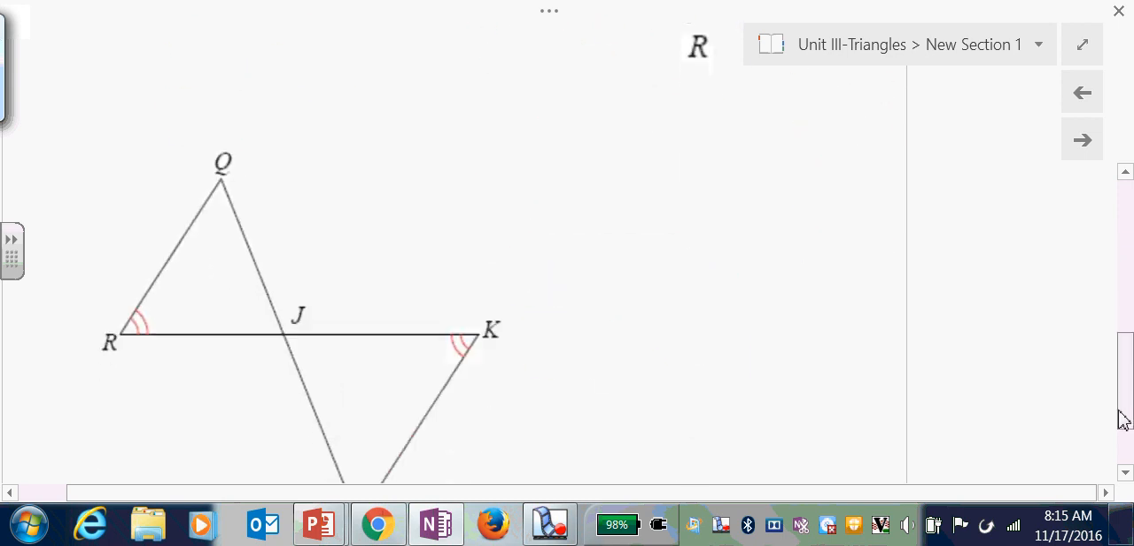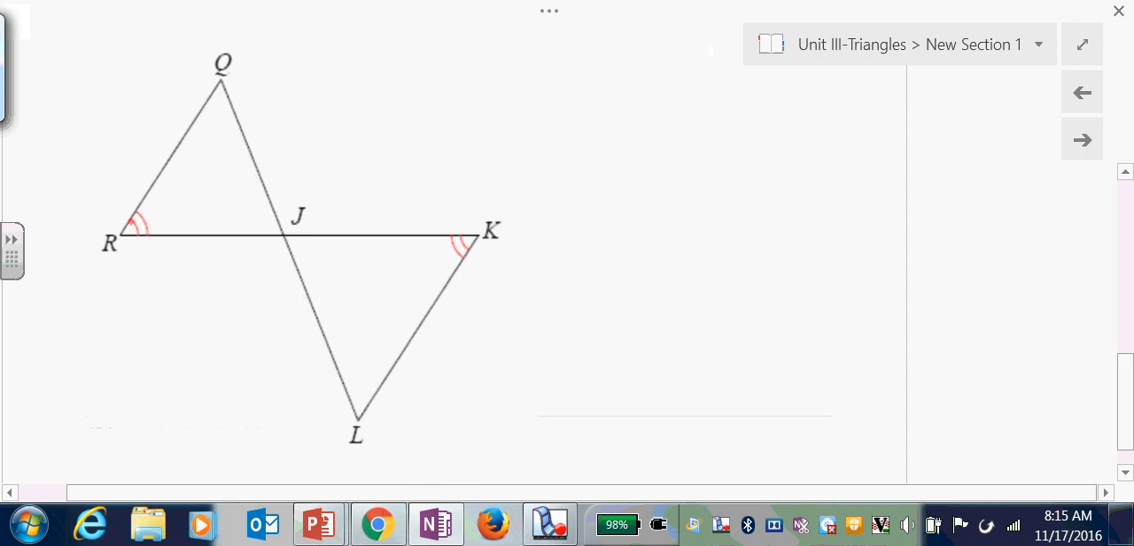Let's try this one down here. You have a pair of congruent angles. Then you have, of course, your vertical angle. So this was an easy one. This was angle-angle similarity.